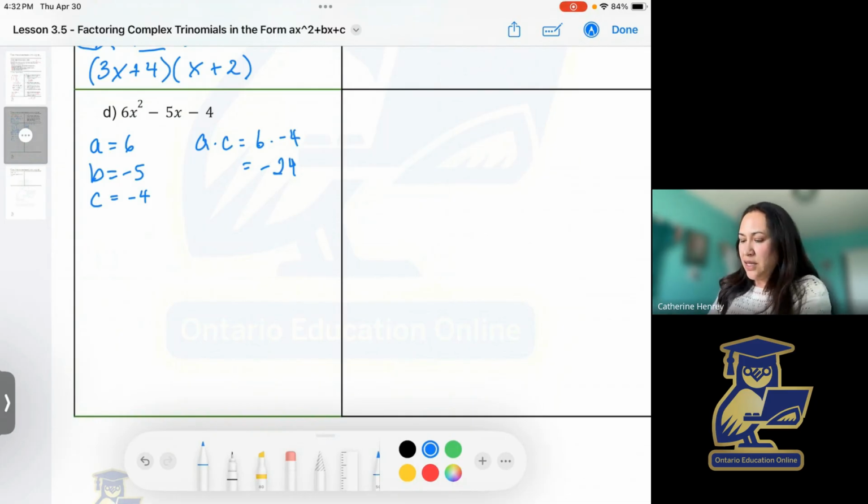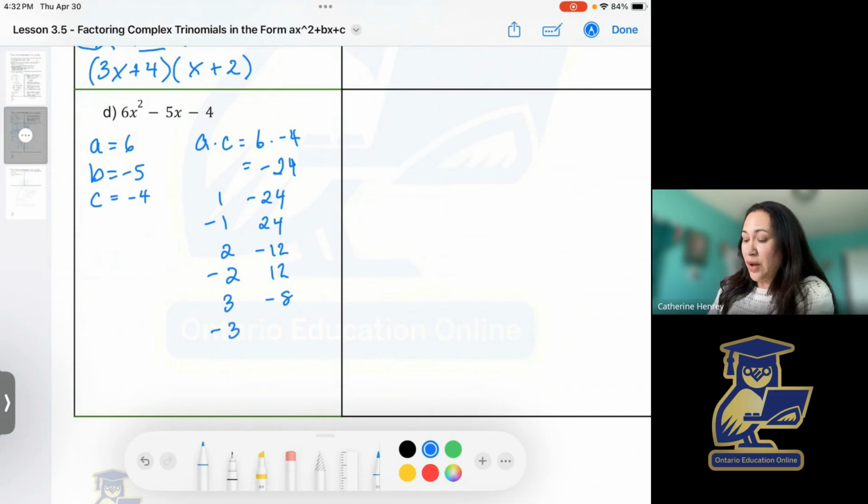So let's start taking a look. Negative 24, we could have 1 and negative 24. We could have negative 1 and positive 24. We could have 2 and negative 12, negative 2 and positive 12. We can have 3 and negative 8, negative 3 and positive 8, 4 and negative 6, sorry, and then negative 4 and positive 6. So many more factors to look through here just because of that negative sign on the 24.